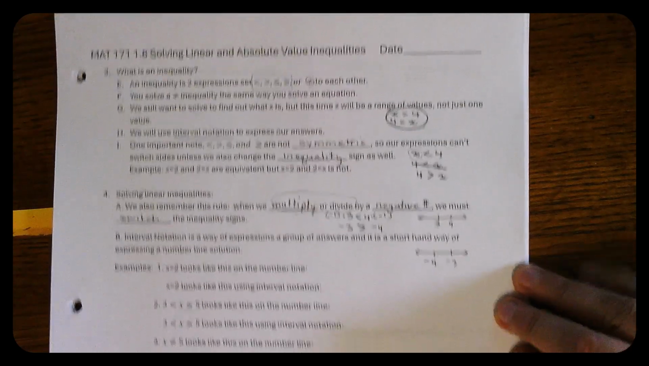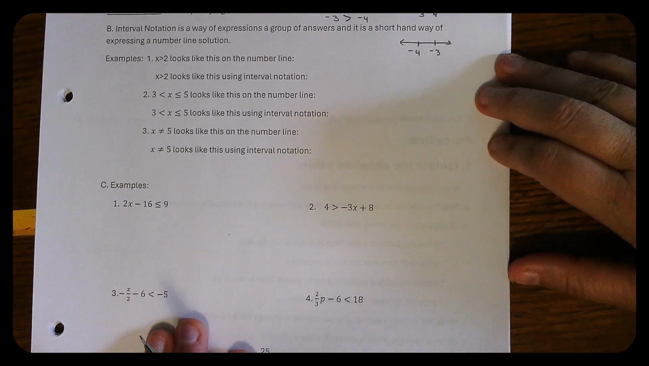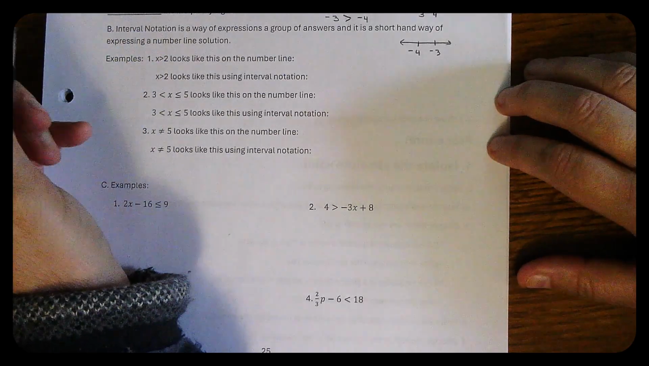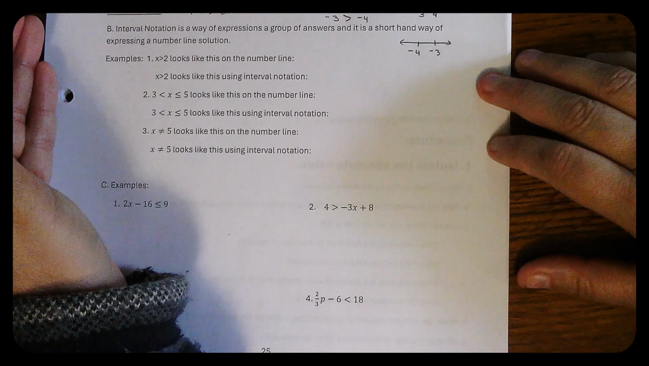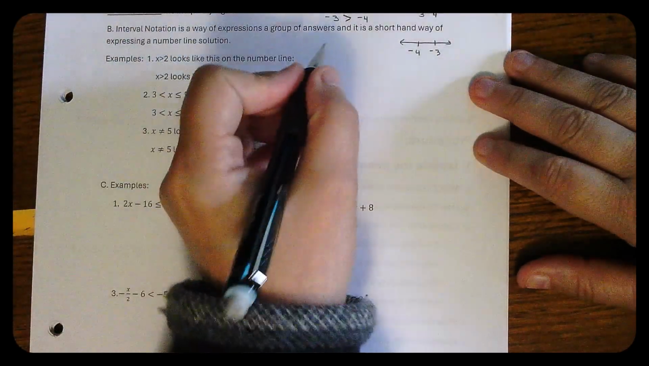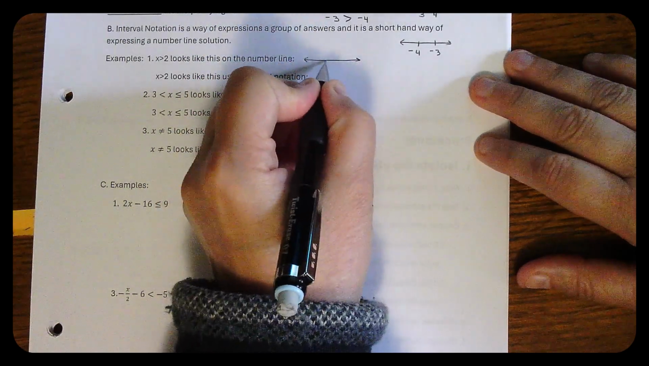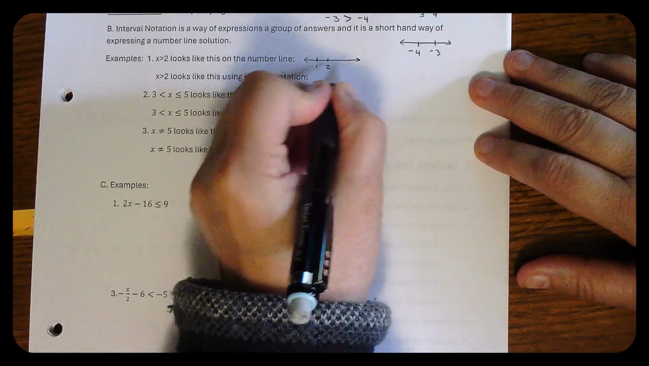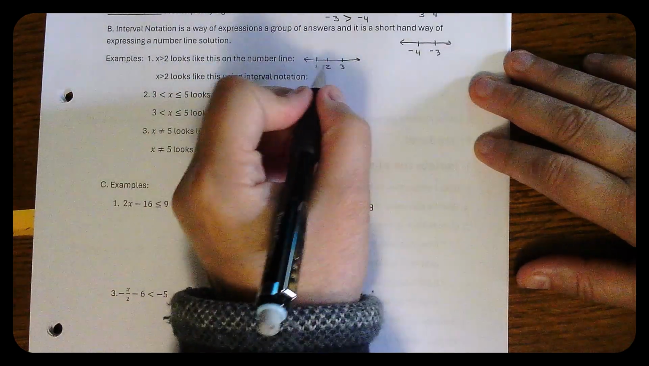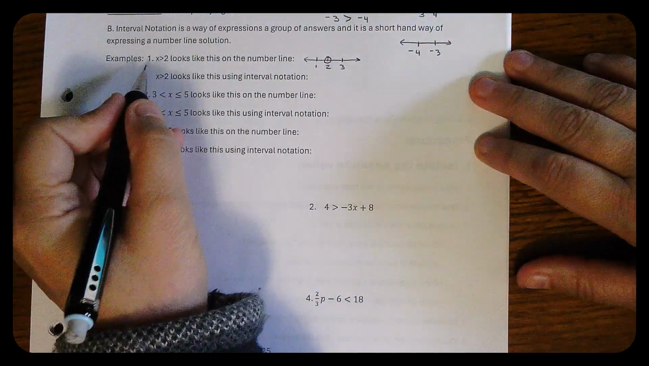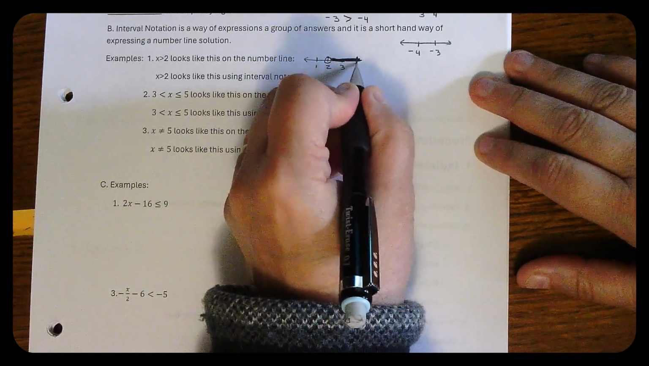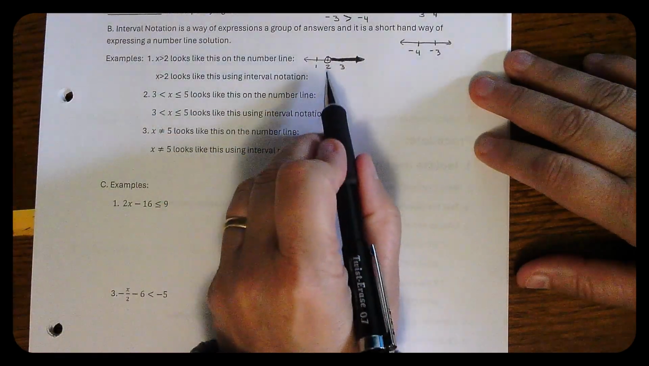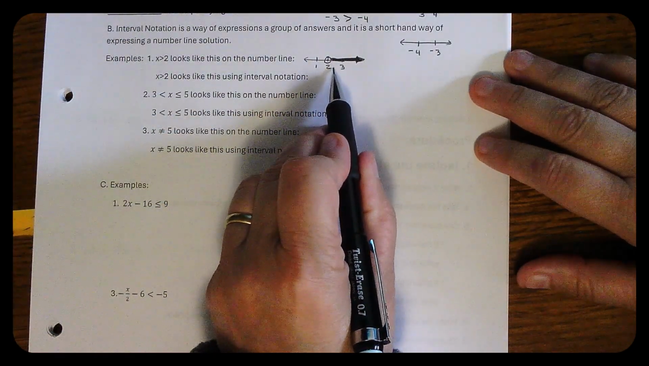Okay, so let's talk about interval notation. It's a way of expressing a group of answers, and it's a shorthand way of expressing a number line solution. So x is greater than 2 would look like this on a number line. x is greater than 2 means that it can't equal 2. That wouldn't give you a true statement. But any number to the right of 2 would give you a true statement. So that's what x is greater than 2 looks like on a number line.